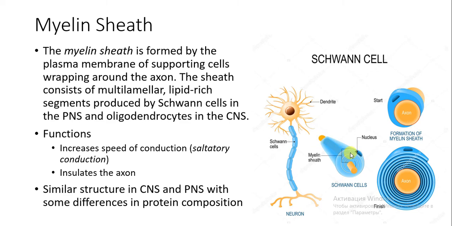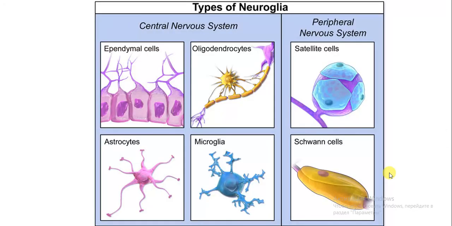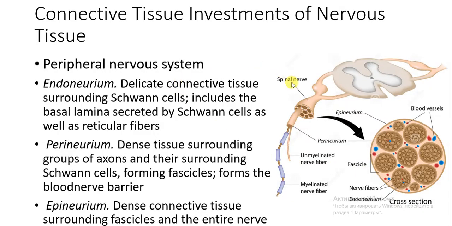I don't care. So, okay, Schwann cells here. Let's talk about connective tissue investments of nervous tissue. It's the last point, and it's a similar classification to what we have in muscles. We have endoneurium, which is present directly around each axon of a neuron, between different axons. It's made of reticular fibers, which are produced by Schwann cells.